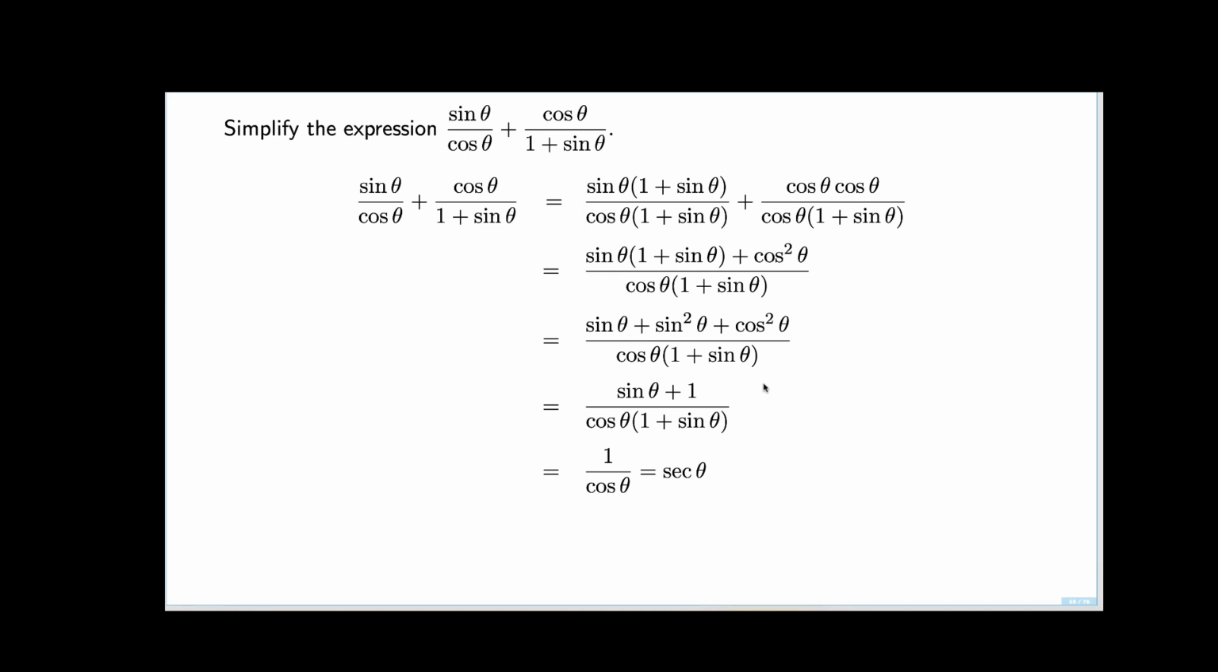So the key steps in this problem were to get a common denominator to combine our fractions, and then to use our Pythagorean identity, sine squared theta plus cosine squared theta is equal to 1.